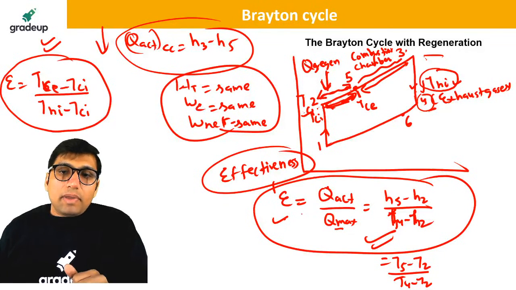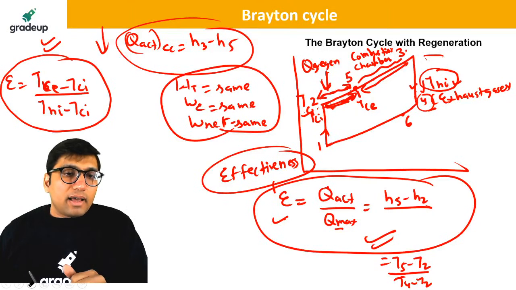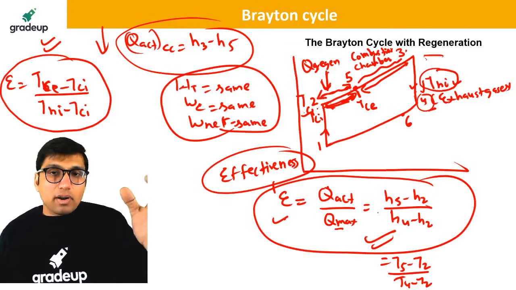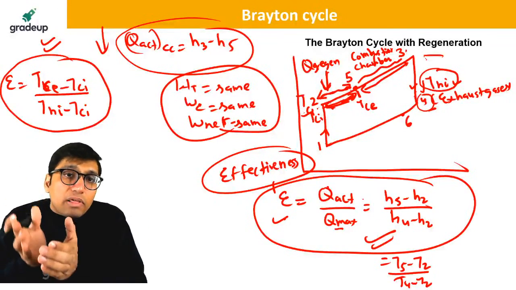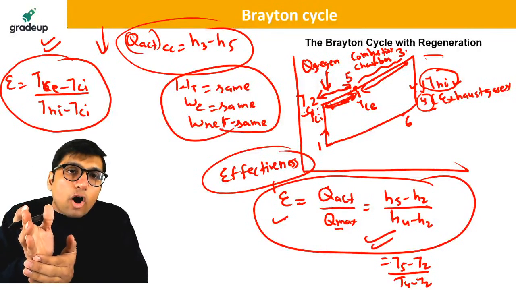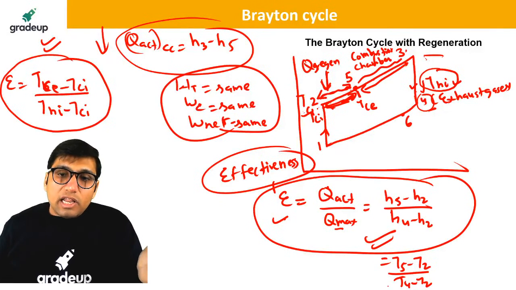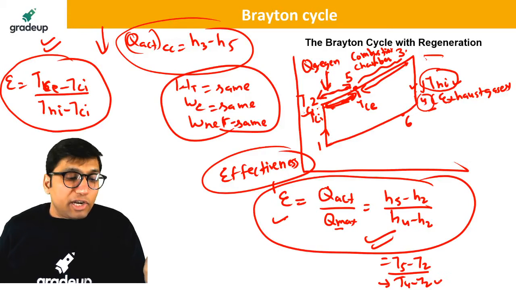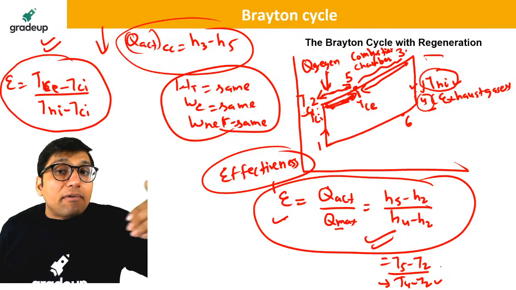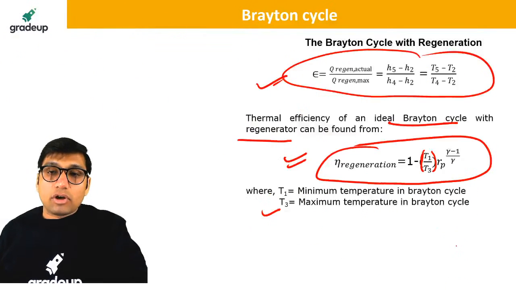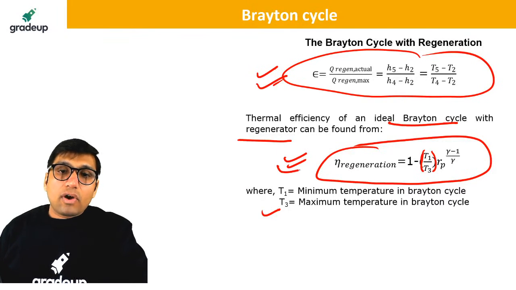So basically the effectiveness will be equal to what? H5 minus H2, which is the actual heat transfer in the regenerator, divided by H4 minus H2. This is the maximum possible heat transfer. What is the maximum possible heat transfer? The difference of the maximum temperature of the hot fluid minus the minimum temperature of the cold fluid, right? Here the maximum temperature is T4 of the hot fluid and the minimum temperature of the cold fluid is T2. Cold fluid is that fluid which is coming from the compressor, which is getting heated in the regenerator. Okay, so this is the formula for effectiveness of the regenerator.